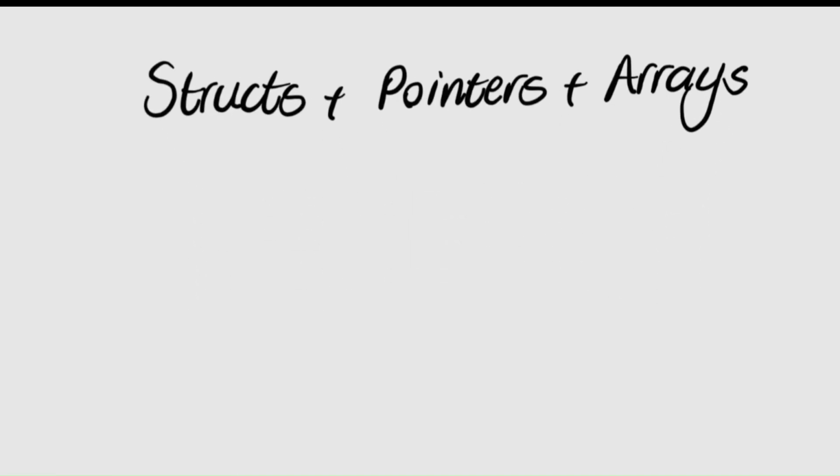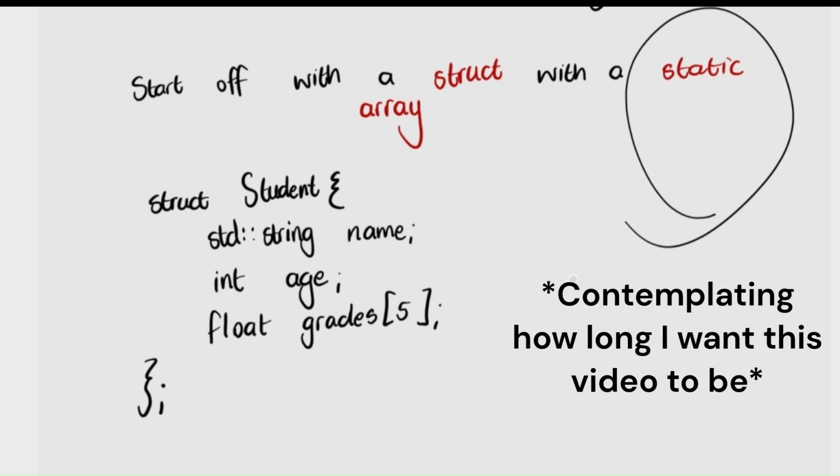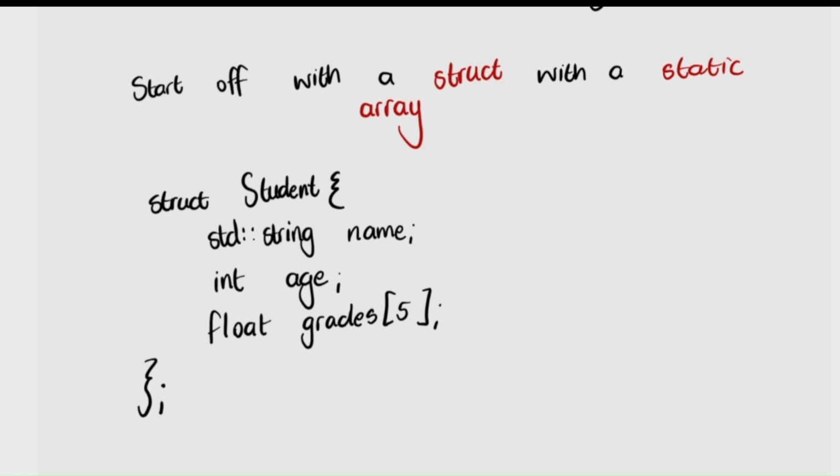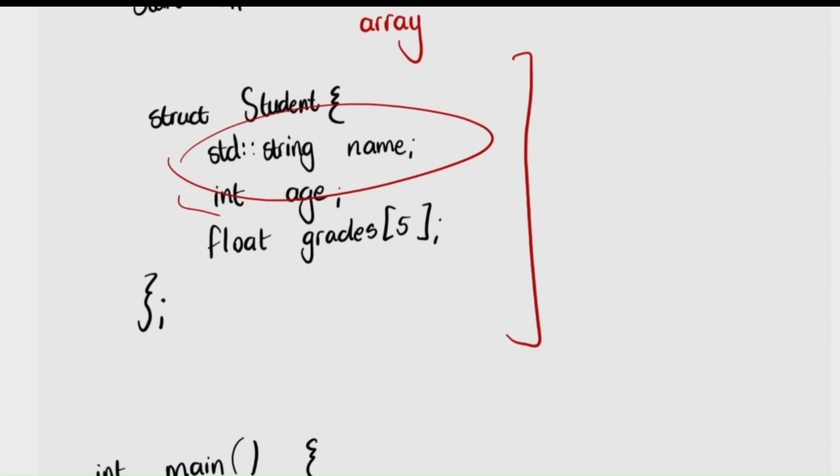Structs plus pointers plus arrays. So we're going to start off with the struct with a static array. It's important to note that it's static. I'll decide whether to also cover the other case, but for now, let's just look at the static array. So here's the declaration of the struct. Let me write in red so you guys can see nicely. It doesn't actually do anything, but I like writing in red. It looks nice. So same deal.